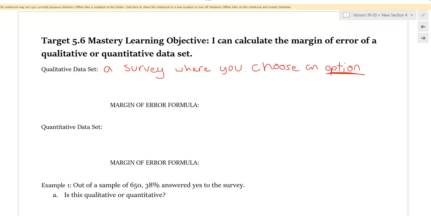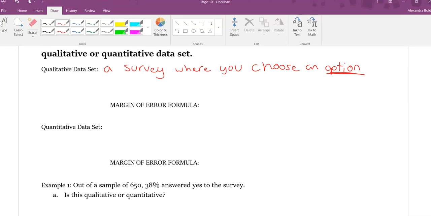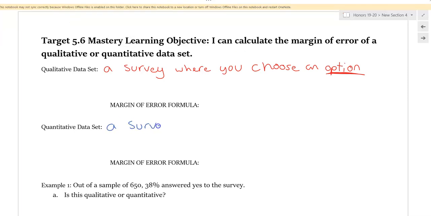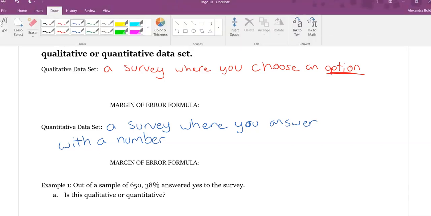A quantitative data set is like a survey or whatever where you answer with a number. These are kind of hard to define, but qualitative is usually not numbers. I answered yes, I answered red. Quantitative is I have 3 siblings, I'm 72 inches tall. It more has numbers. So we have different formulas for both of these.